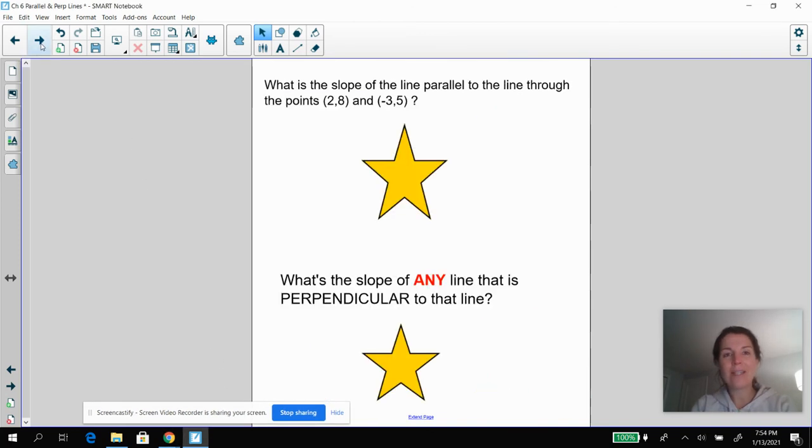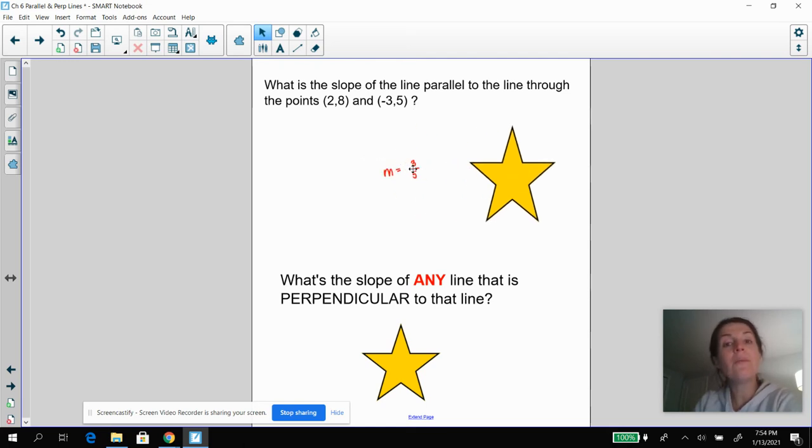Excellent. All right, so last two slides here. I want you to pause the video and answer these two questions. Go! All right, so first things first, we have a line that goes through the points (2, 8) and (-3, 5). So hopefully you found the slope of that line. And the slope of that line is 3/5.